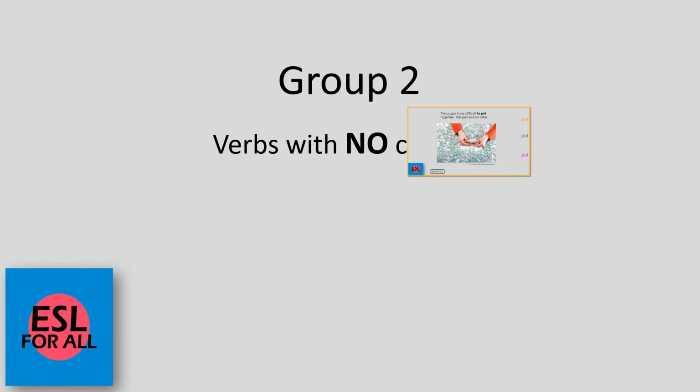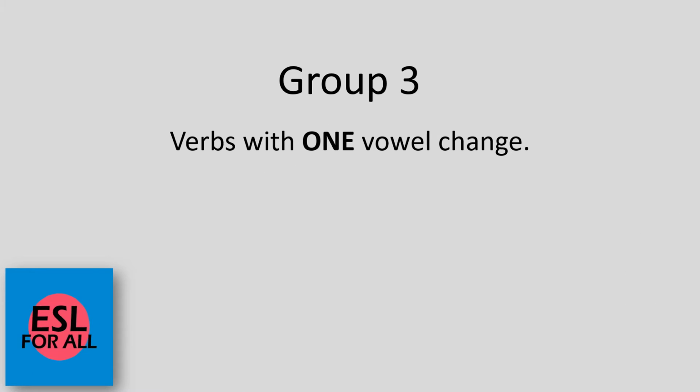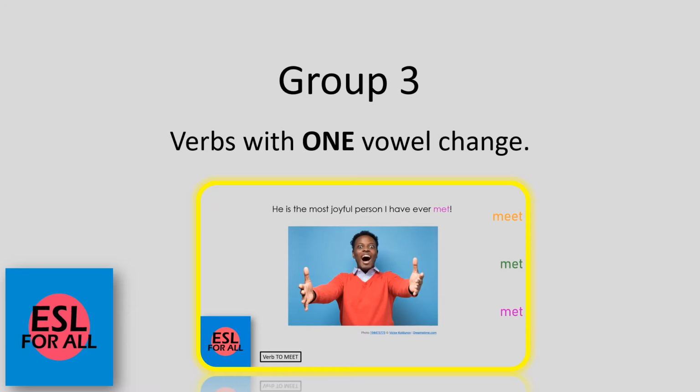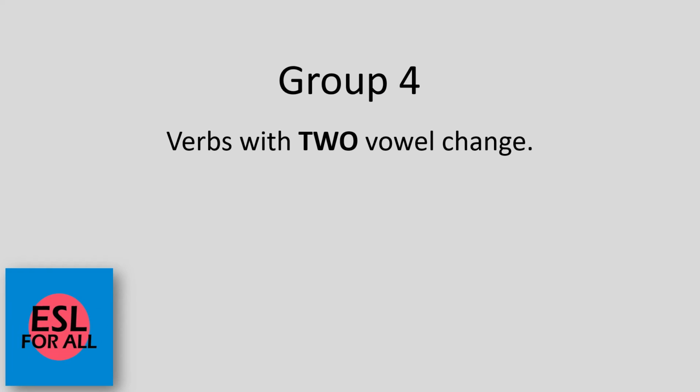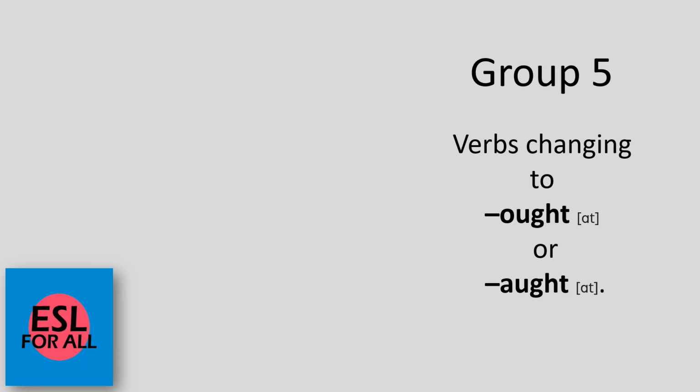Group 2, verbs with no change. Group 3, verbs with one vowel change, like in this case, meet, met, met. This one is the easiest one, by the way. Group 4, verbs with two vowel changes. Group 5, verbs changing to OUGHT or AUGHT. If you see in the parentheses, I have the pronunciation, ought or aught.